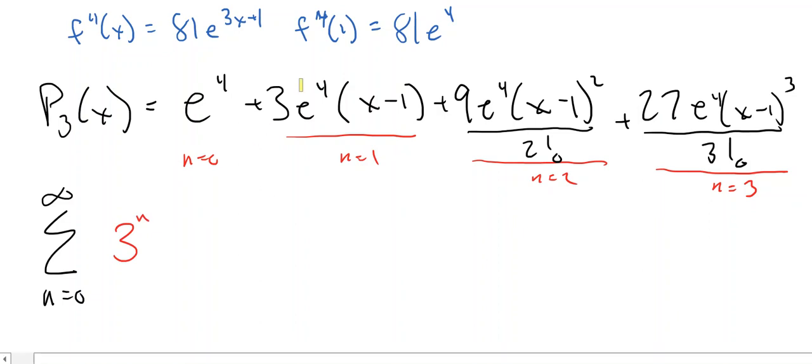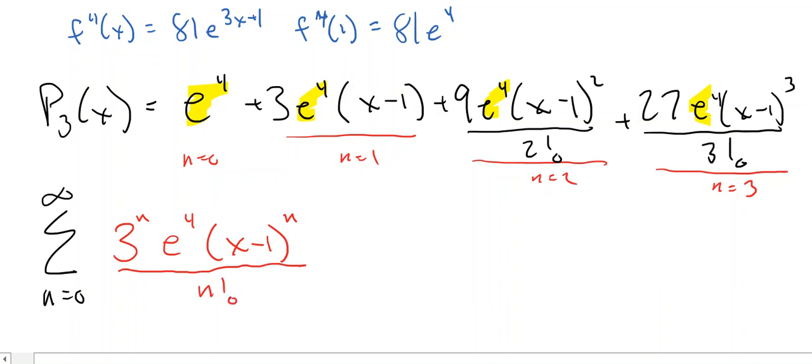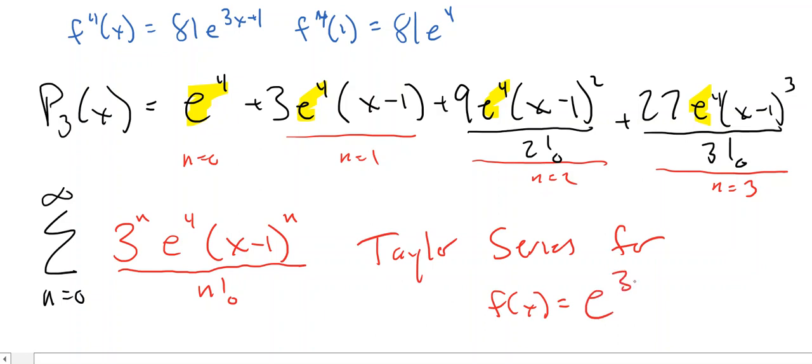Well, each one of these also has an e to the 4th, e to the 4th, e to the 4th. So my series will have an e to the 4th in it. And remember, e to the 4th is just a constant, it's just a number. Then we have x minus 1 to the nth power. And then that is all being divided by n factorial. And so there is my Taylor series representation. This is the Taylor series for f of x equals e to the 3x plus 1.